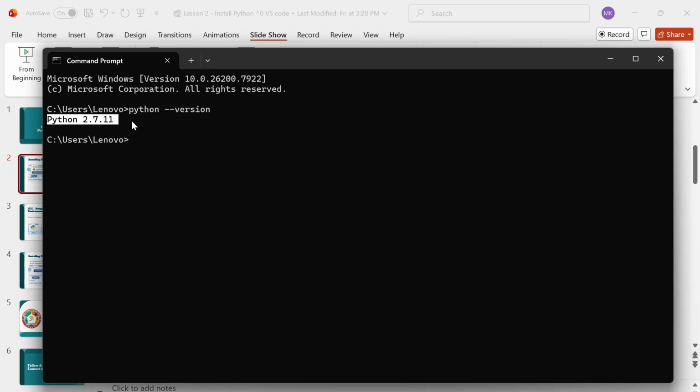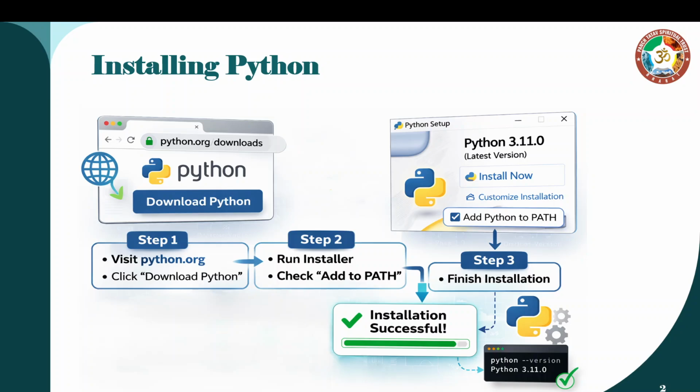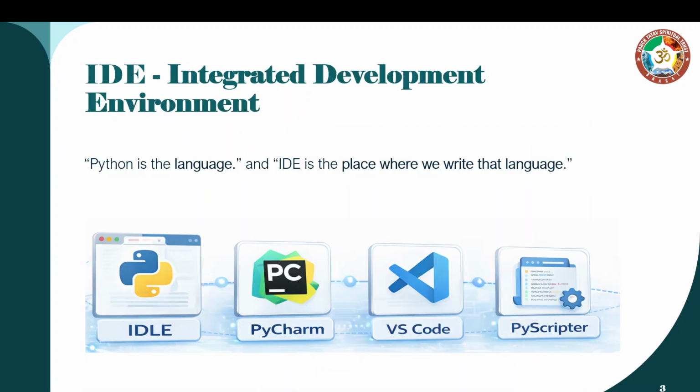Okay, so now we have learned three things. We have learned how to download Python, we have learned how to install Python, and we have learned how to check whether the Python installation has worked properly or not. Okay, now after installing the Python, the next question is, where do we write Python code? We have installed Python for now, but where do we write our Python code?